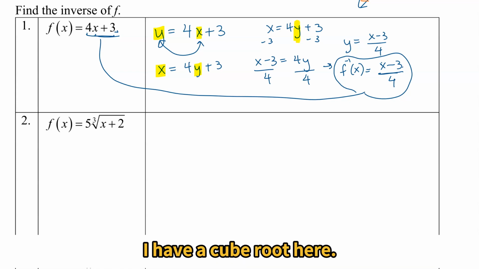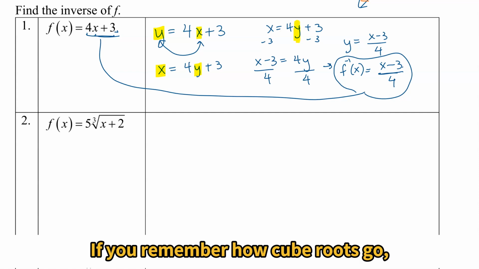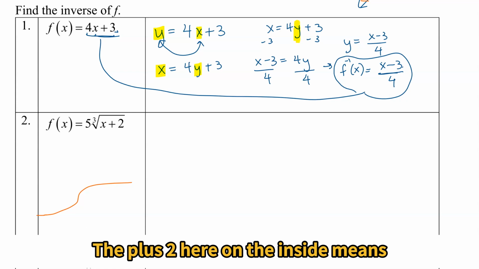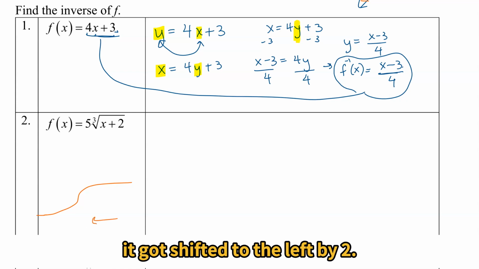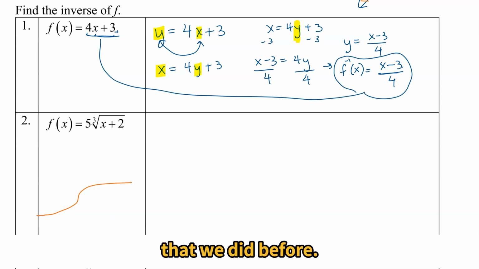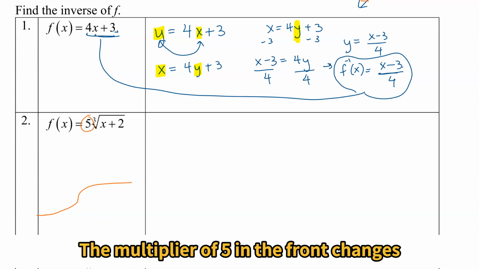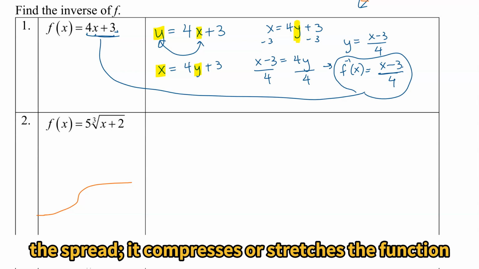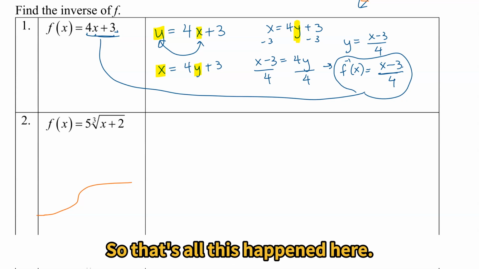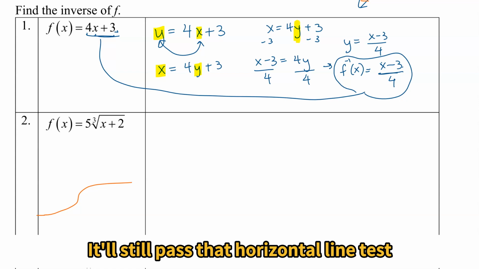I have a cube root here. If you remember how cube roots go, they kind of go like that. The plus 2 here on the inside means it got shifted to the left by 2, if you recall those transformations that we did before. The multiplier of 5 in the front changes the spread. It compresses or stretches the function when we multiply by a number in the front. So that's all that's happened here. It'll still pass that horizontal line test if we graph it.